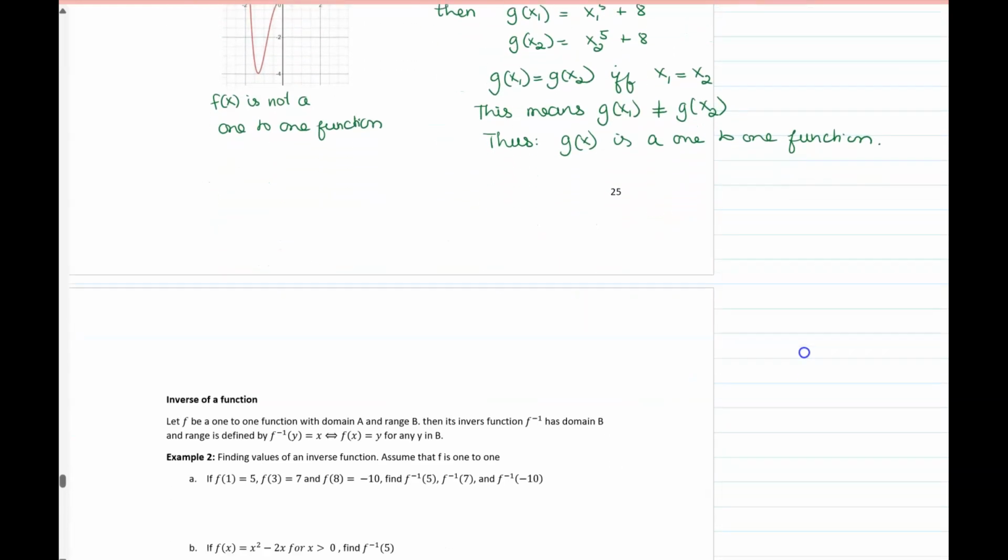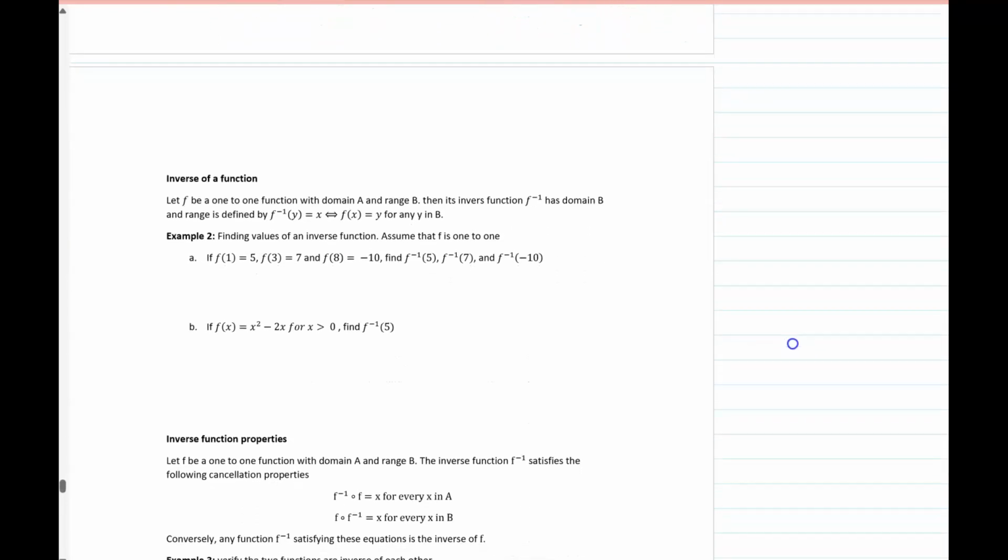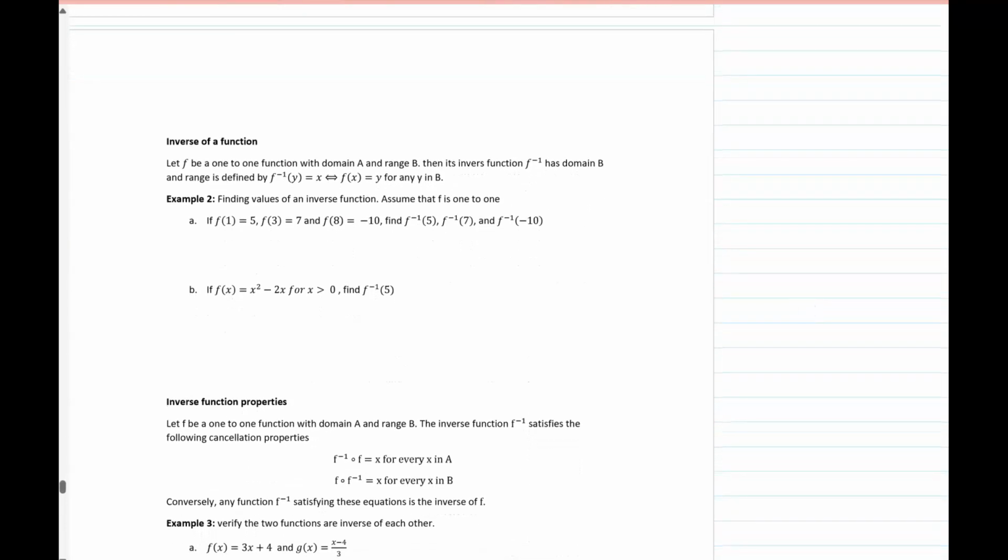Okay. Let's talk about the inverse. If the function is a one-to-one function, then it has an inverse. So if f is a one-to-one function with the domain A and the range B, then the inverse function f inverse has the domain B and is defined by f inverse of y equals x for any y that is in B. So we say that the domain and range switch.